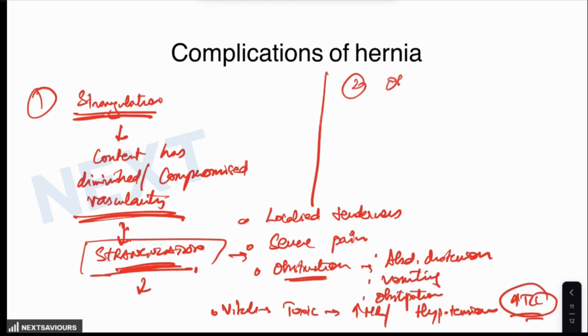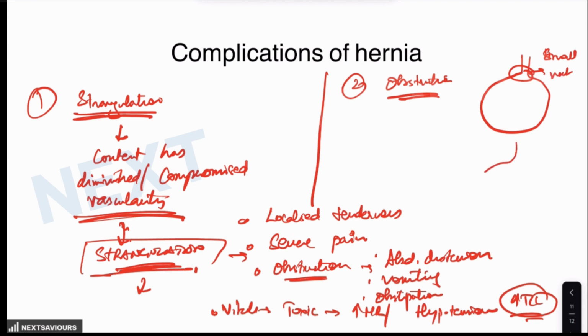Another important complication is obstruction. So what happens is that suppose this is a hernia with a constricted or a small neck. So whenever bowel will come here, because of this constriction, there will be an obstruction in the outflow and inflow of the content of the intestine, which may lead to obstruction, which will again present as severe abdominal pain. There will be abdominal distension, there will be vomiting, and there will be obstipation.